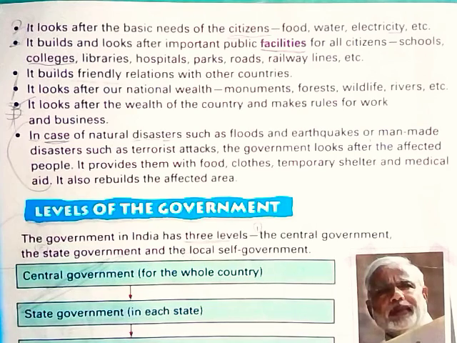It builds friendly relations with other countries. It looks after our national wealth, monuments, forests, wildlife, rivers, etc. It looks after the wealth of the country and makes rules for work and business. In case of natural disasters such as floods and earthquakes or man-made disasters such as terrorist attacks, the government looks after the affected people. It provides them with food, clothes, temporary shelter and medical aid. It also rebuilds the affected area.